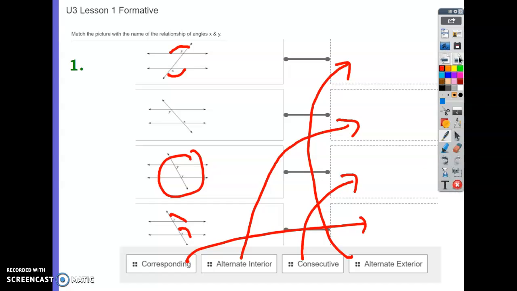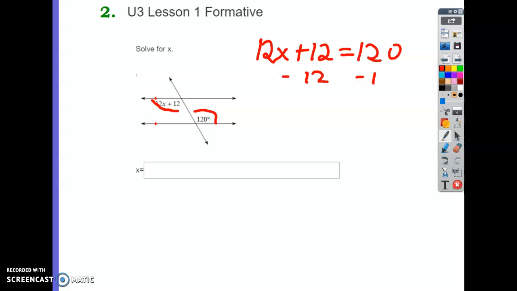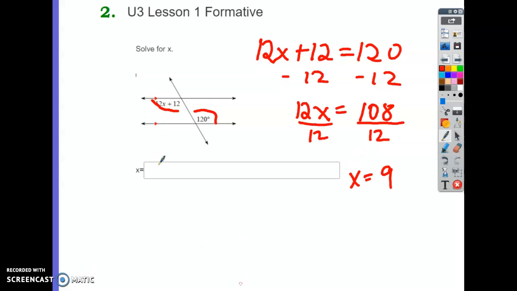Now let's see. Number 2, solve for x. These are alternate interior angles. Alternate interior angles are congruent when the lines are parallel, which we are told that they are. So I'm going to go ahead and solve here. So you go ahead and solve the problem. You get x is 9. You type in just 9.